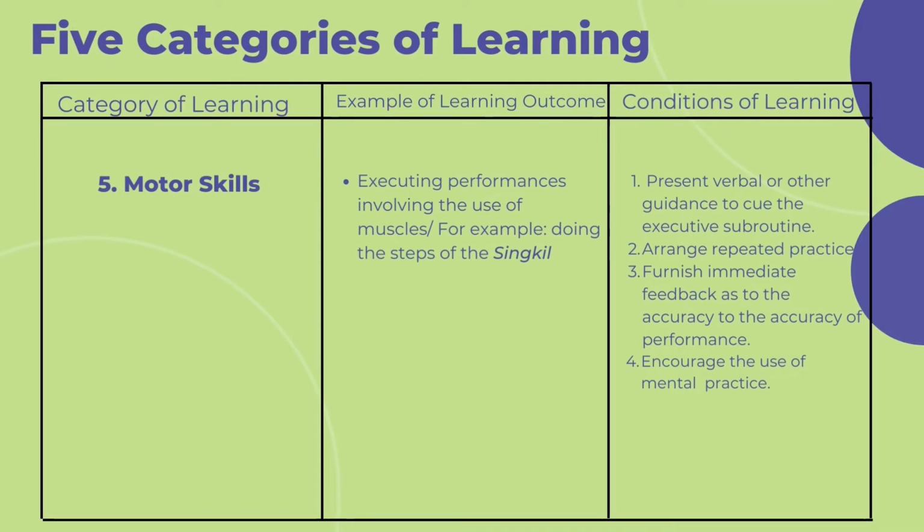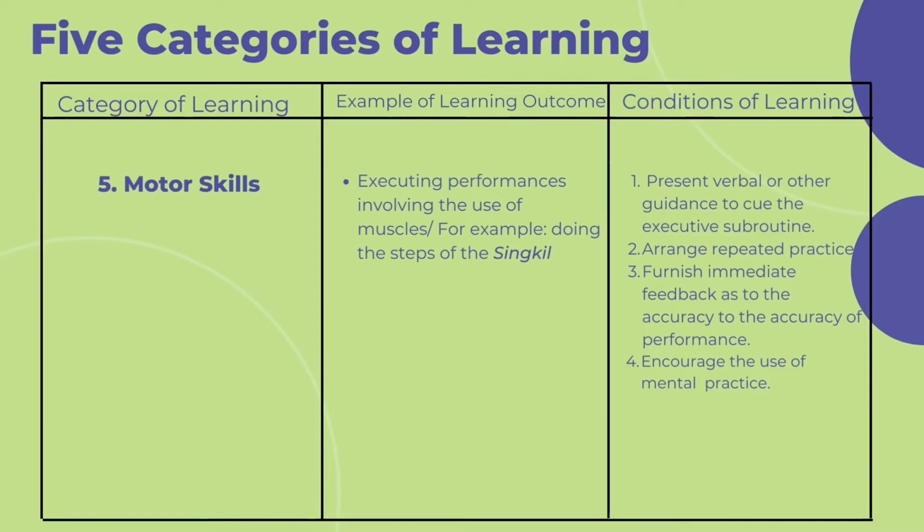Conditions of learning. First, present verbal or other guidance to cue the executive subroutine. Second, arrange repeated practice. Third, furnish immediate feedback as to the accuracy of performance. And lastly, encourage the use of mental practice.